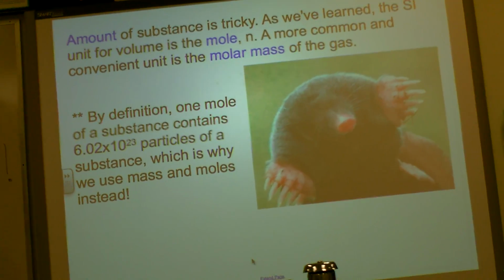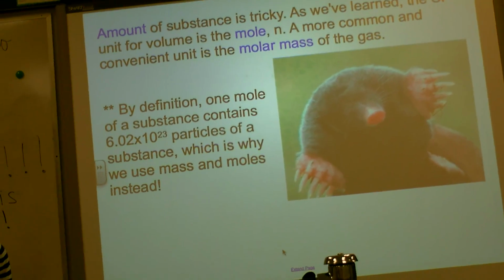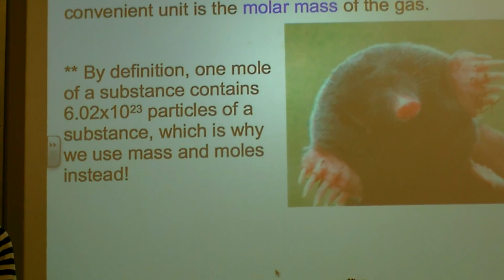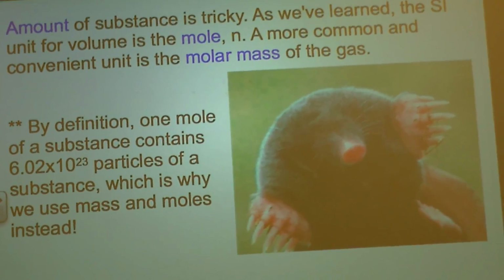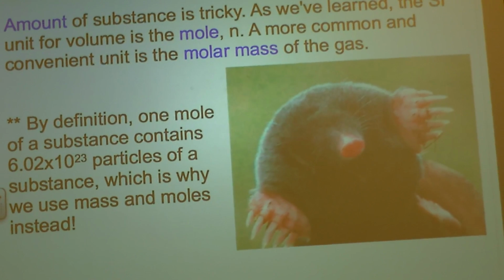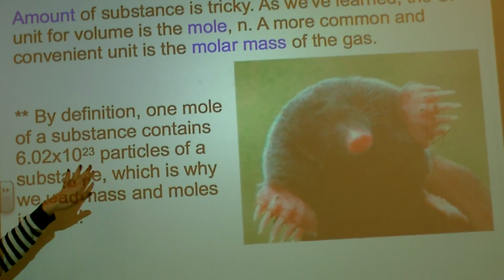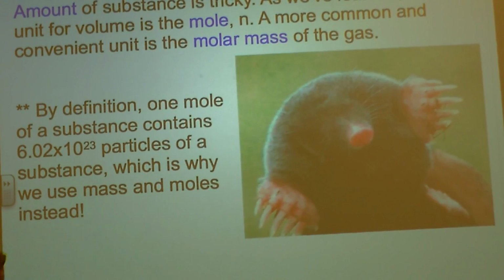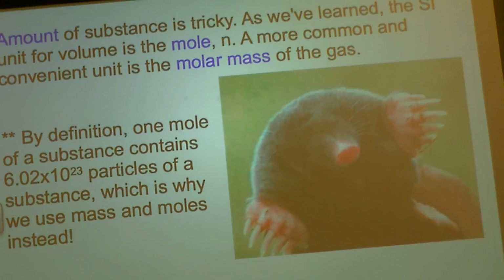The amount of the substance is a little tricky, so within this unit we're going to be using moles when we do talk about the amount of the substance. You'll see it referred to as the letter n in this particular circumstance. A more common and convenient unit is the molar mass of the gas. So you'll see mole or molar mass. Because by definition, Avogadro's number, 6.02 times 10 to the 23rd particles, is equal to 1 mole, which is why we use moles. So we don't have to deal with this giant number.